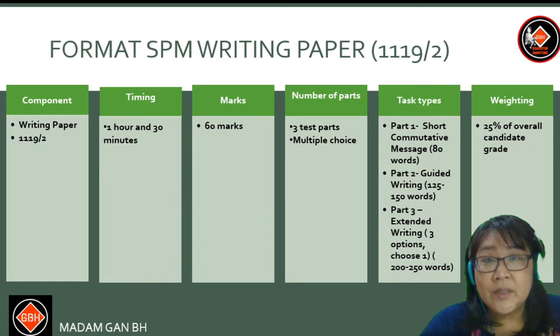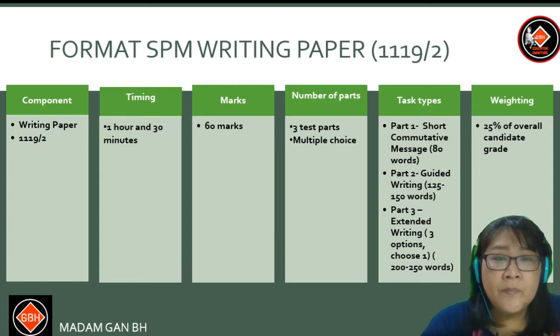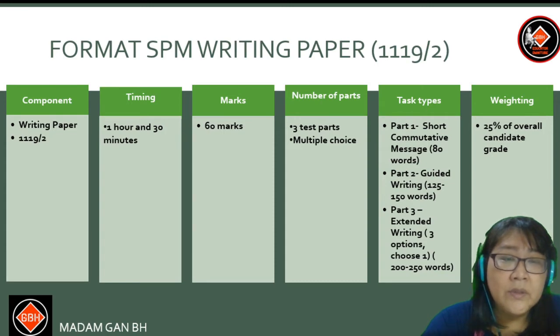Okay, then the timing is 1 hour and 30 minutes, mark 60. Number of parts, there are 3 test parts, and there are a lot of different ways of writing the answers. So the first one is short communicative message. You have to write about 80 words, and part 2 is called guided writing, 125 to 150 words, and part 3 is extended writing task. There are 3 options, so you have to choose one. Number of words 200 to 250. So the weightage is 25% of overall candidate grade.